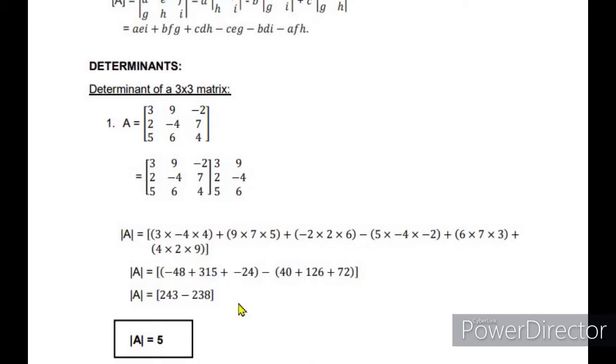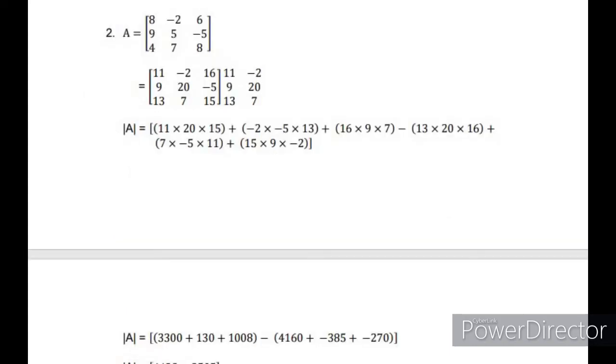So, just combining them, we got the determinant of A is equal to 5. Now we know that the determinant uses a square matrix and has an output of a number. So we got 5 as the output of our determinant of A. Okay? For the second example, it is also a 3 by 3 matrix. Given matrix A with its elements, first we have rewritten the first and the second columns to do our shortcut computation.